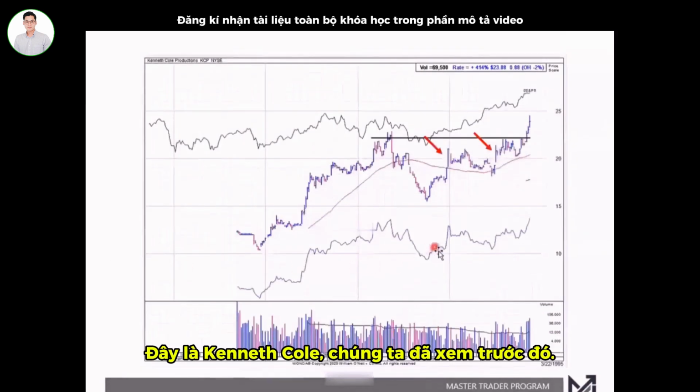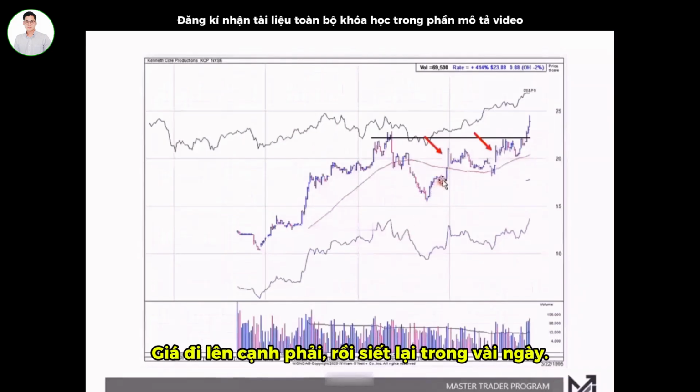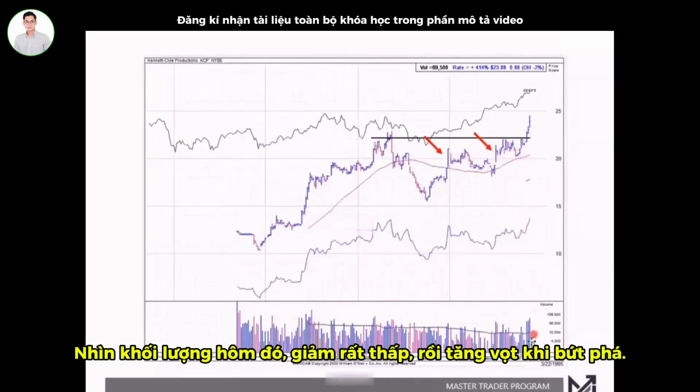Here's Kenneth Cole. We've looked at this before, but you'll see you've got the move up the right side here, up the right side here, and then it tightens up right down to just a couple days. And again, look at the volume on that one day, it comes way, way down, and then the volume comes in at the breakout.